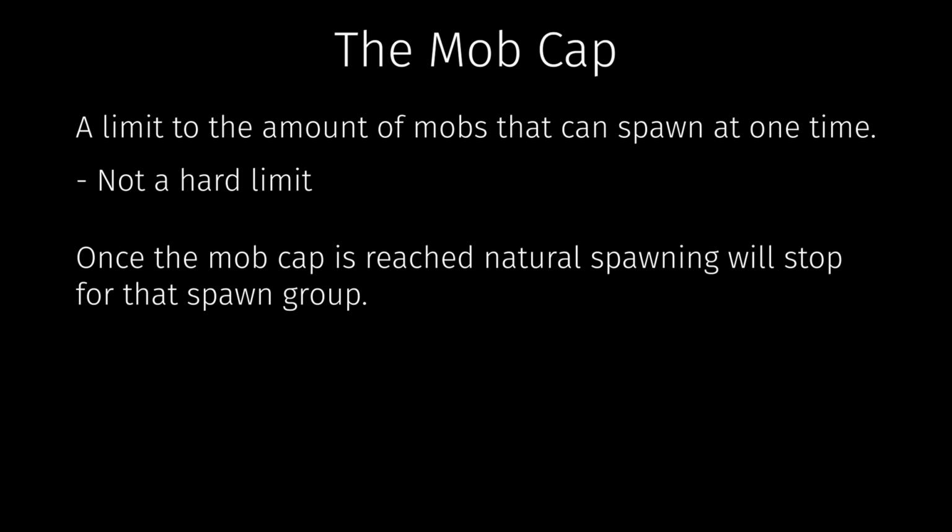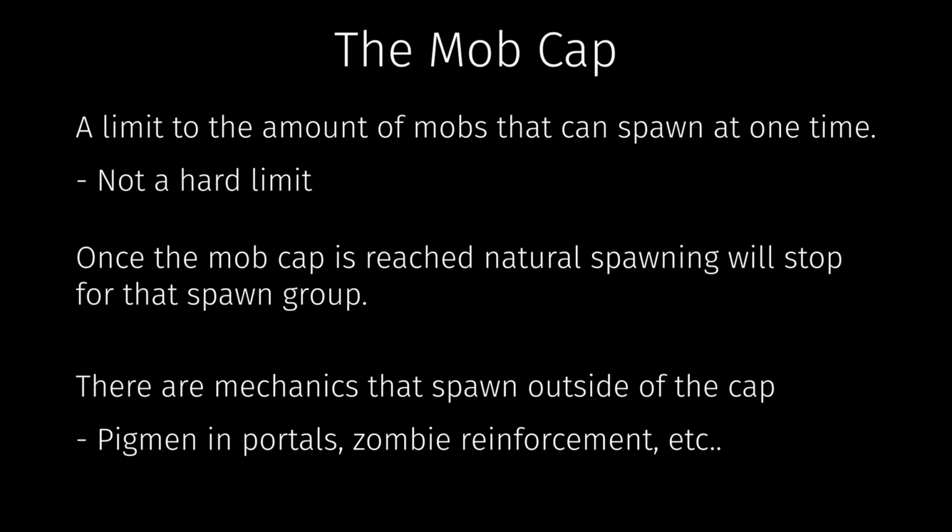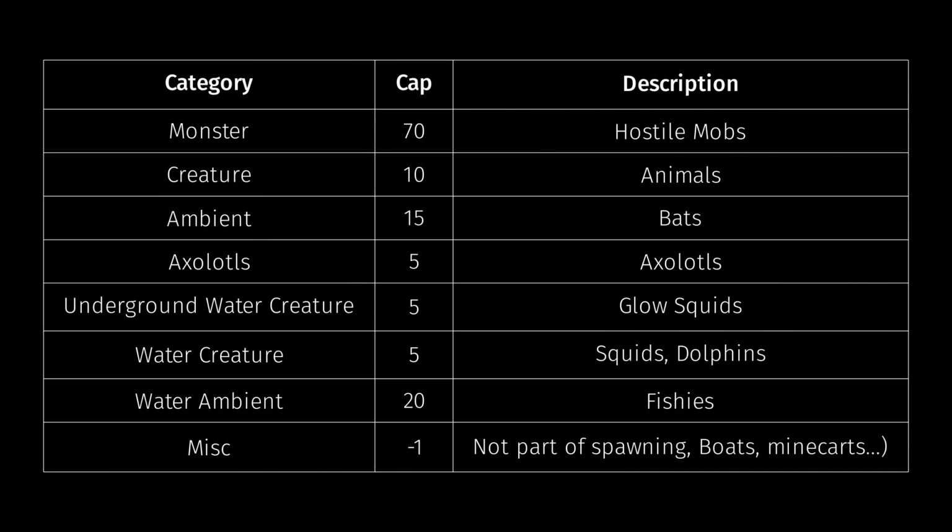It should be noted that this is only applicable to the natural spawning cycle. There are other ways in which mobs spawn regardless of the mob cap. Even so, the mob cap is split into 8 different categories called spawn groups, with a different mob cap each.